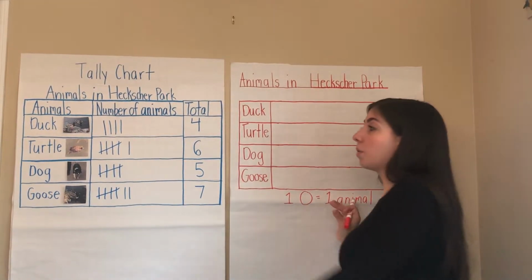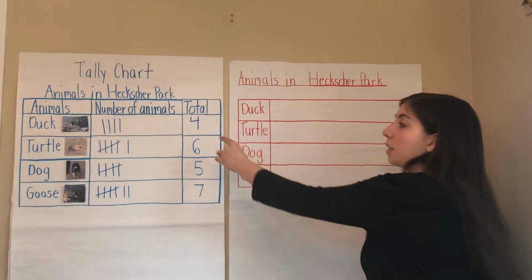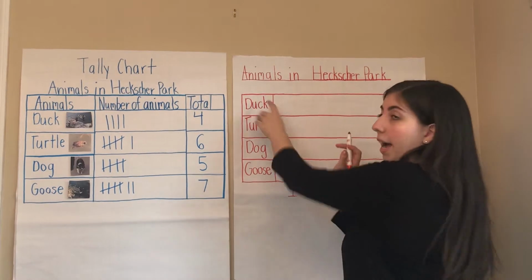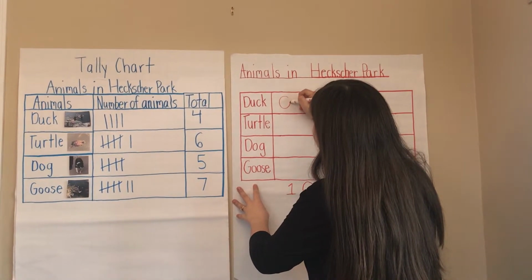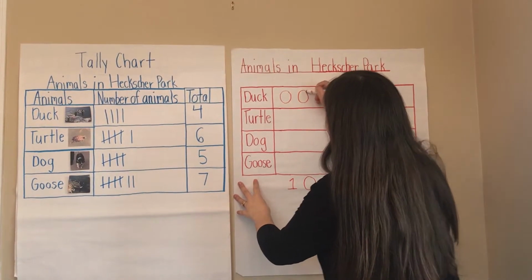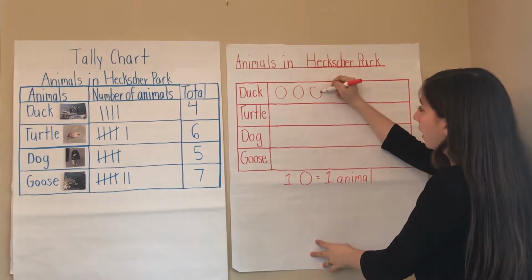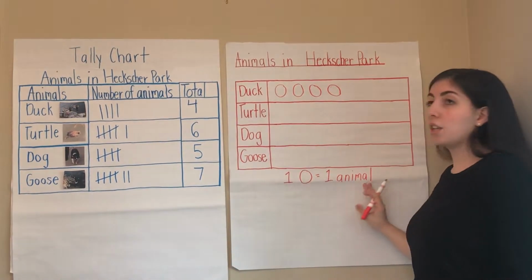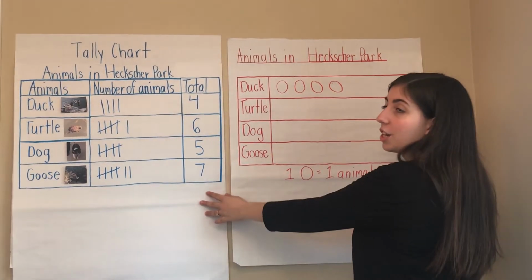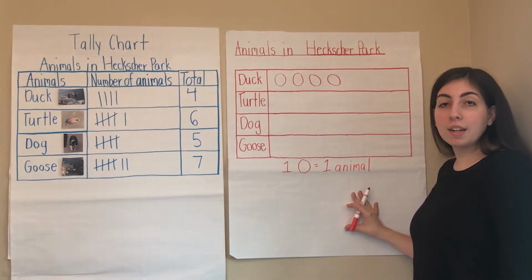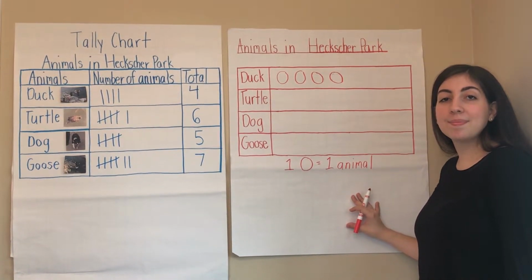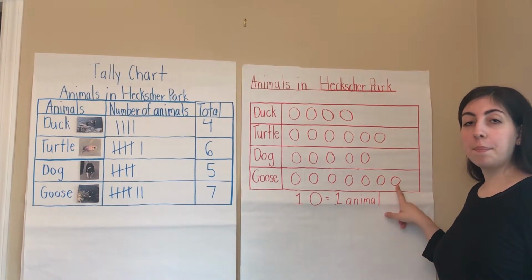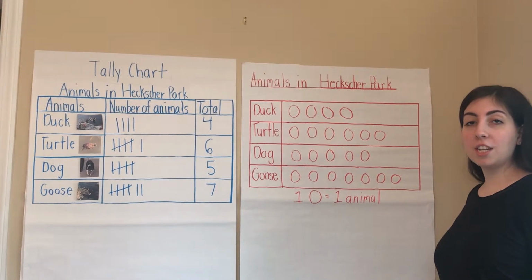I will do the first category for you. Miss Lupo saw 4 ducks at the park, so I will draw 4 circles next to duck. 1, 2, 3, 4. Now you will finish your picture graph using your tally chart. Pause the video to work and press play when you're done. Does your picture graph look like mine? Pause it to get more time and make changes if you need to.